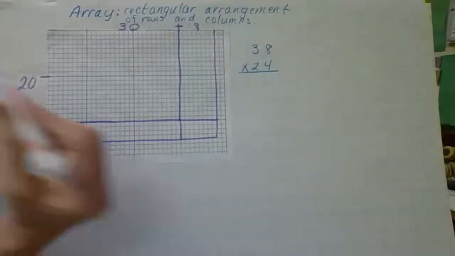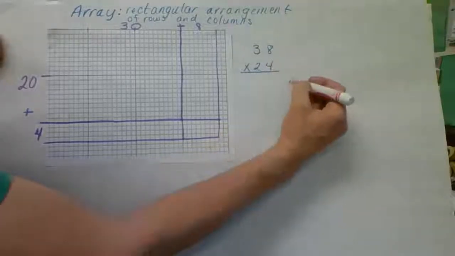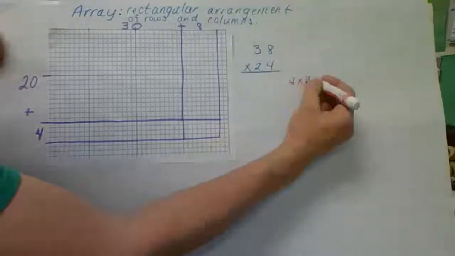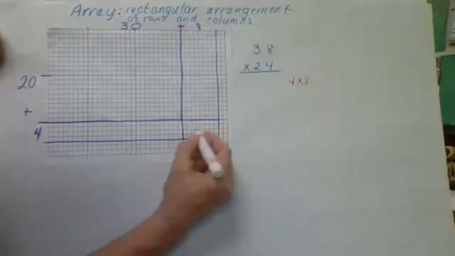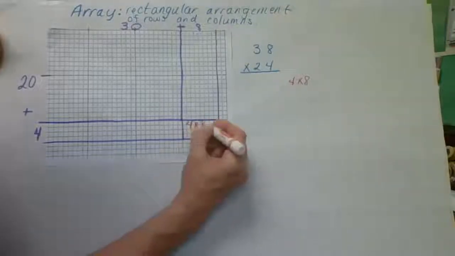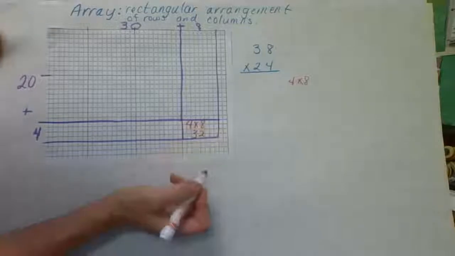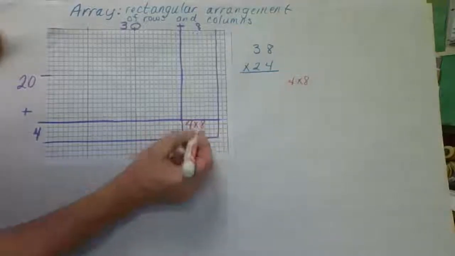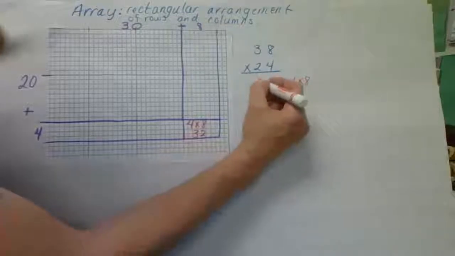So my first step is, just like in the shortcut strategy, 4 times 8, and on the side I'm going to write that. And I can represent that in my array. Here I have 4 rows, and there's 8 in each row. And 4 times 8 is 32. So there's 32 squares there. And if my student didn't believe me, we could count them all up. 4 times 8 is equal to 32.